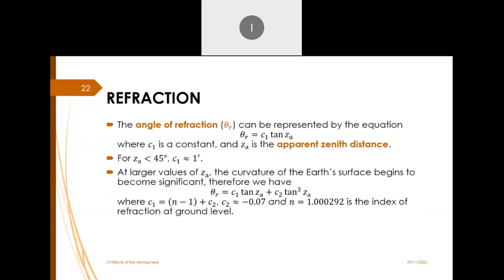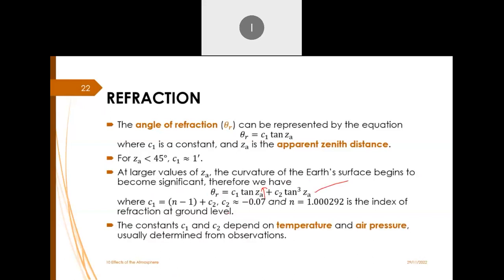If you have larger values of ZA, the curvature of the Earth's surface begins to become significant. So this is the formula. C1 and C2 are constants that depend on temperature and air pressure. The equation works well for ZA less than 75 degrees.